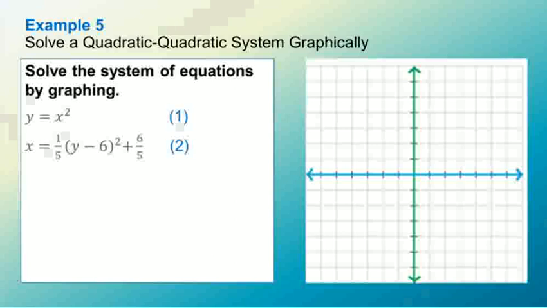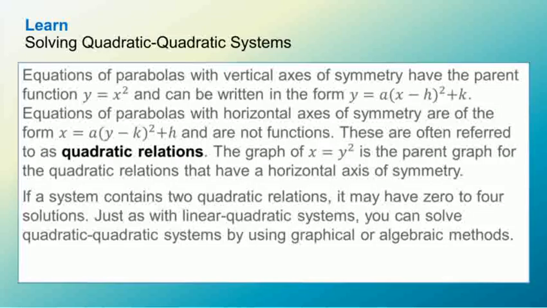So we'll move on to example 5. Example 5 is solving quadratic and quadratic systems. Equations of parabolas with vertical axes of symmetry have parent function y equals x squared and can be written in the form y equals a times x minus h squared plus k, which is vertex form. Equations of parabolas with horizontal axes of symmetry are of the form x equals a times y minus k squared plus h and are not functions. These are often referred to as quadratic relations.